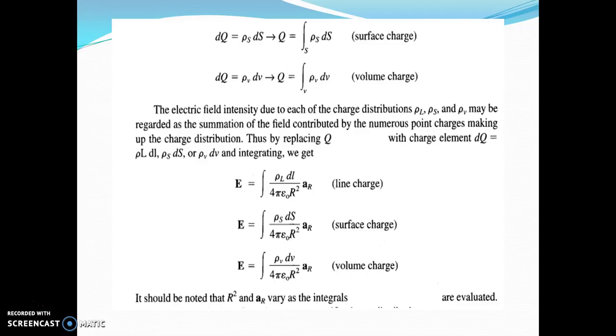Now we can write E is equal to integral of rho l dl by 4 pi epsilon naught r squared ar for line charge. E is equal to surface integration of rho s ds by 4 pi epsilon naught r squared ar, and E is equal to volume integration of rho v dv by 4 pi epsilon naught r squared ar. This is for volume charge.